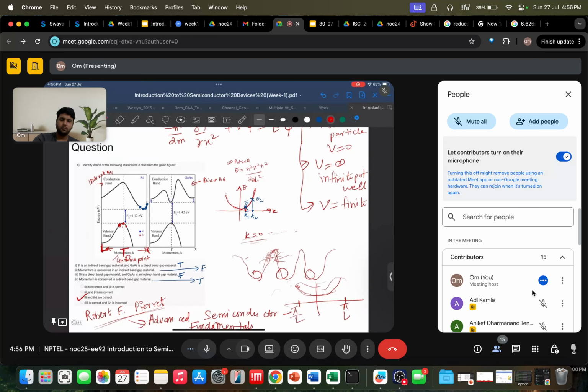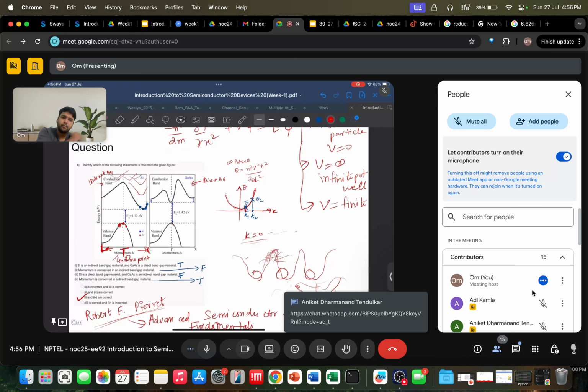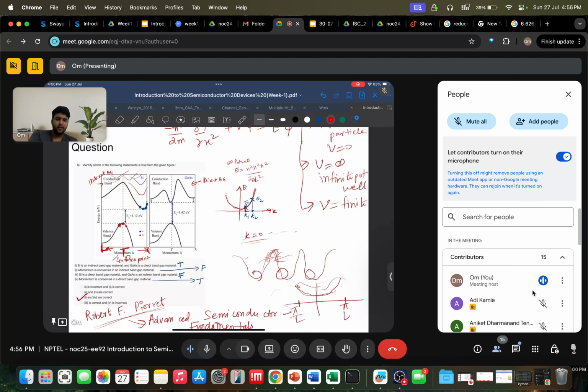If there are multiple momentum bands in the conduction region, will it cause any change in material properties? Like if there are multiple bands in the conduction band or valence region, will it cause any changes in the material if they are overlapping or crossing each other? Yeah, definitely. This is definitely a material property.